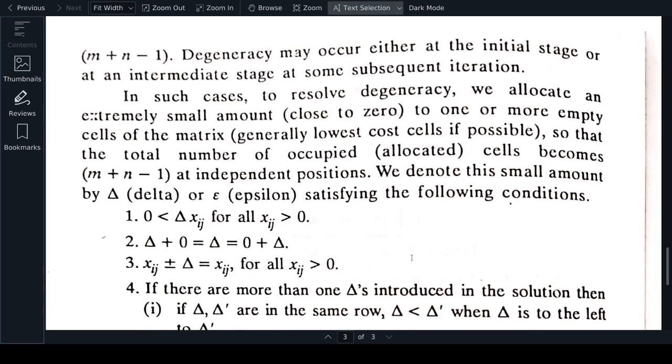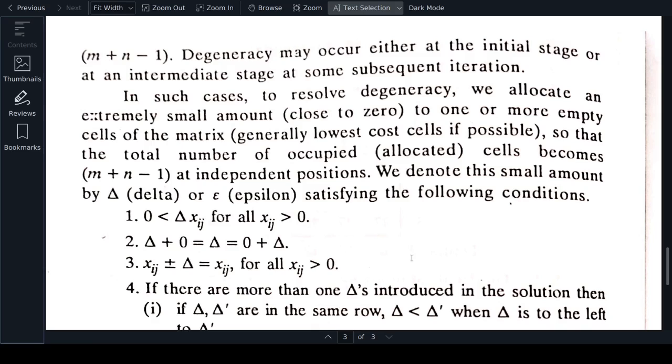In a transportation problem, degeneracy occurs when the number of independent individual allocations is less than m plus n minus 1. Suppose in the earlier problem, instead of 6, you got 5 allocations. Then 5, and m plus n minus 1 is 6, right? So then this is not a non-degenerate transportation problem. This is a degenerate transportation problem.